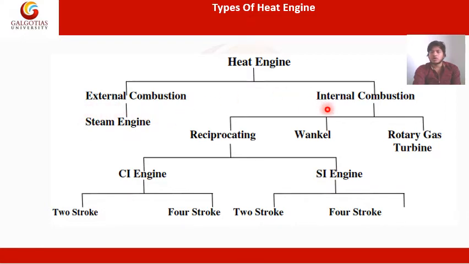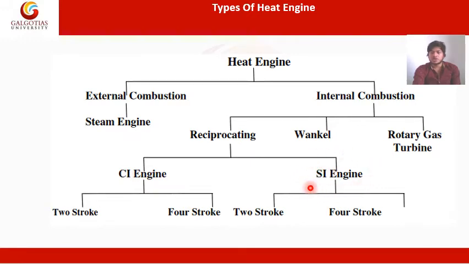Now coming to the internal combustion engine. In the internal combustion engine, the combustion of fuel takes place inside the engine itself, in the engine cylinder. The sub-classification of the internal combustion engine can be reciprocating engine, Wankel engine, rotary engine, gas turbine. Rotary means having rotational motion. And the reciprocating engine can be further classified into CI engine and SI engine. CI is compression ignition engine, SI is spark ignition engine.